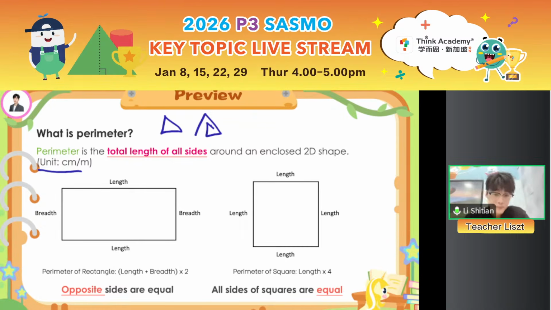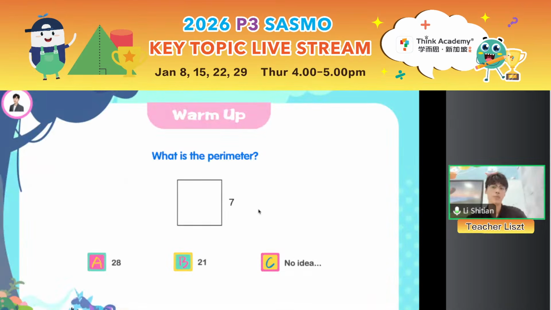Okay. Now, let's look at this one. What is the parameter of this square? This is a square, okay? Can you tell me whether I need to choose option A or option B?